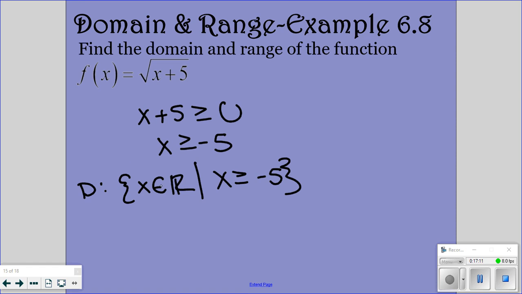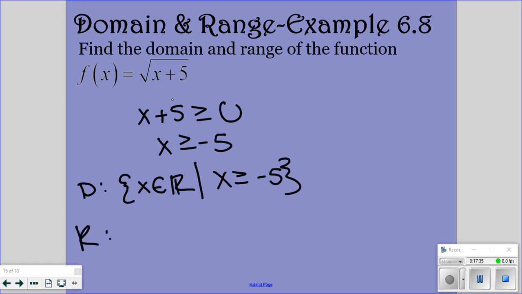X is an element of the reals. That is the symbol that we learned back at the first lesson. It's kind of like a C with a little line there. It's a little E, and then you draw a vertical line such that x is greater than or equal to -5. So that's your domain.